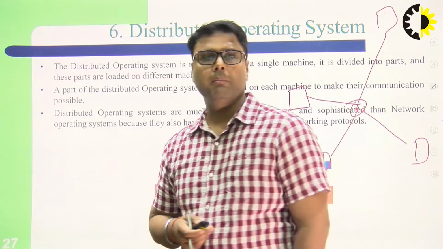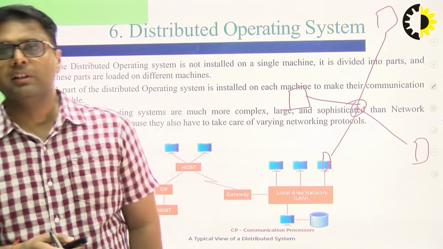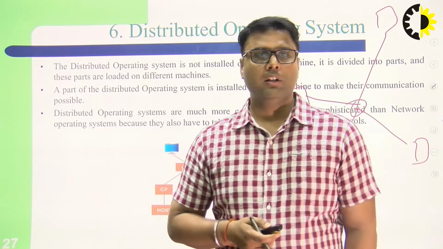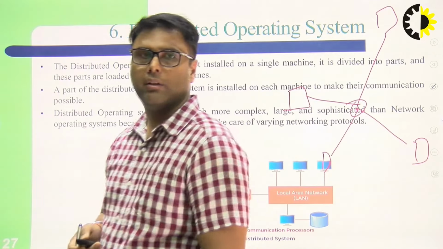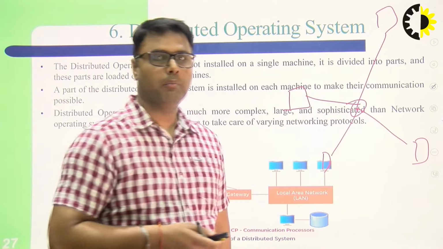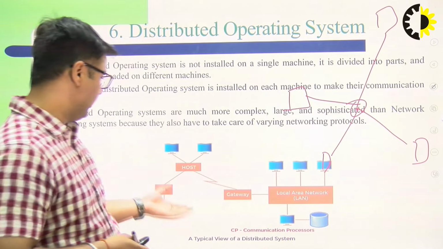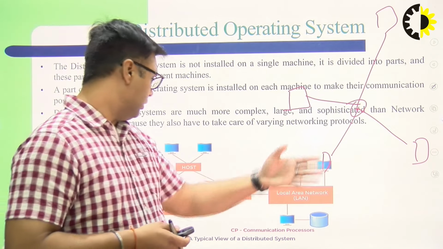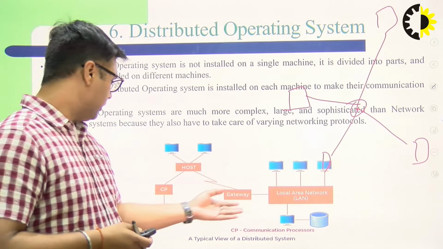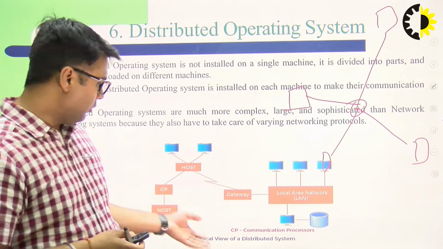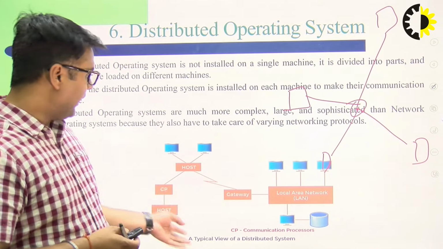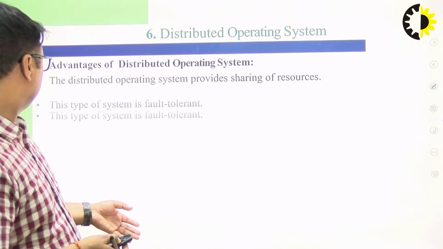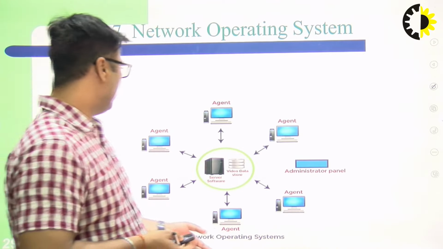Distributed operating systems are much more complex, large and sophisticated than network operating systems, because they have to take care of varying networking protocols. So here are some pictures. Some hosts are in one place, and some hosts are in other places. They communicate through the gateway, and after that the final result is found. And there are some advantages and some disadvantages of the distributed system.